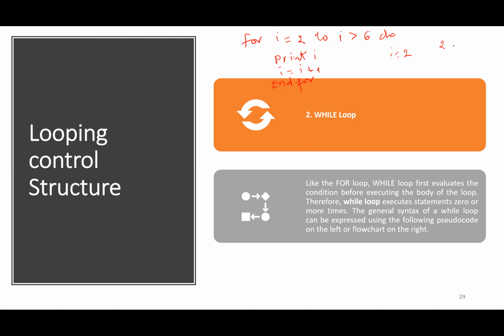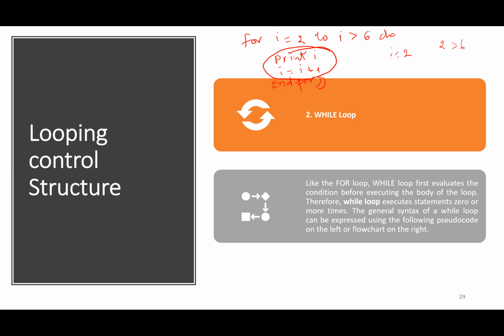Is 2 greater than 6? No. So what will happen next? It will immediately come out of the loop. So the body of the loop will execute 0 times, which means it won't be executed. So it will go out of the loop, then continue with the rest of the program. You're getting the point.